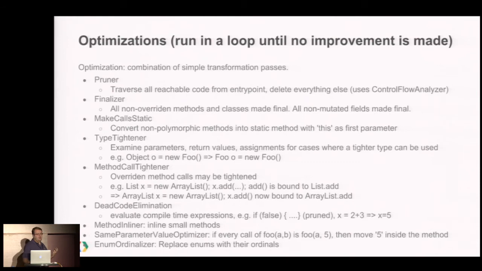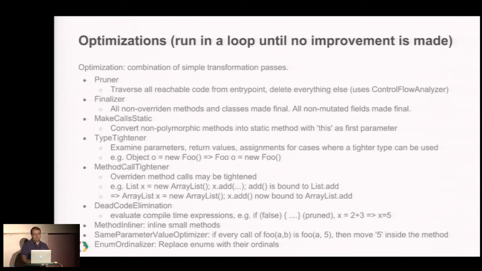So Finalizer does a really trivial thing. It looks for any fields that are not assigned to more than once, or any methods that are not overridden. It just marks them final, as if you had marked them final, because there are no subtypes of it. That doesn't do anything per se to the code size, but it helps later optimizations, because they can look at it and go, well, if someone only assigned to this once, I can do some extra fancy stuff. Another thing is make call static. This can convert methods that are not static into static methods, and that helps later optimizations.